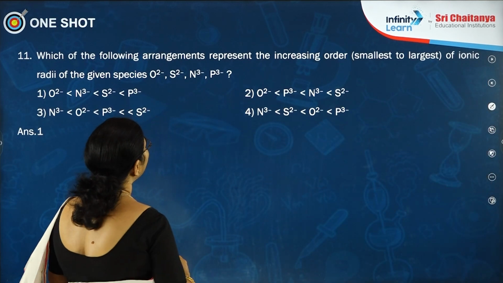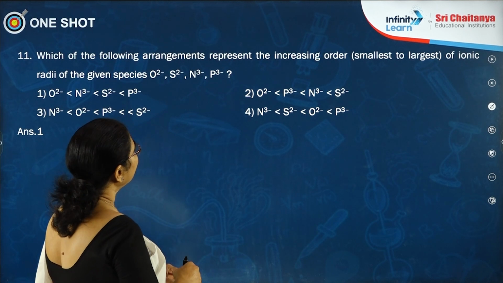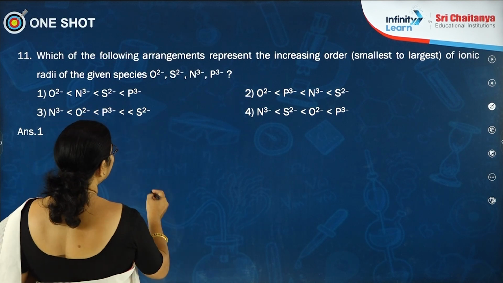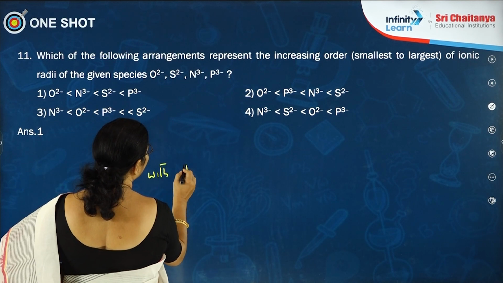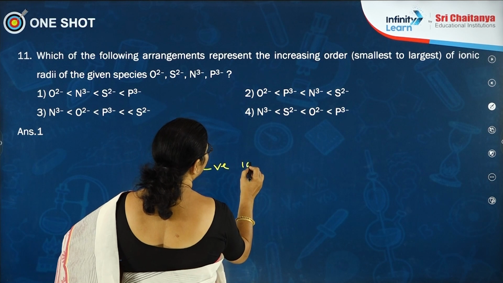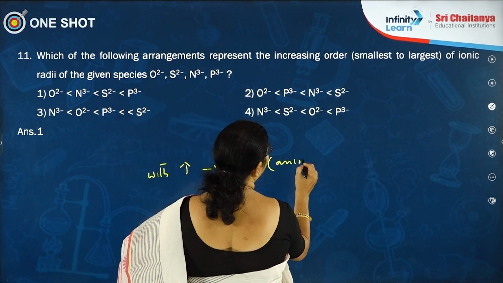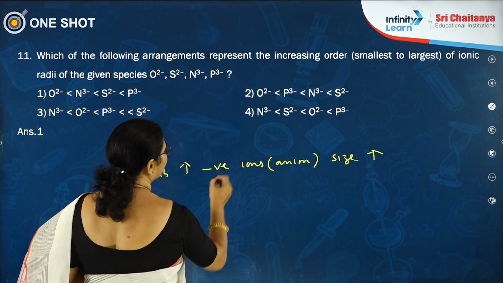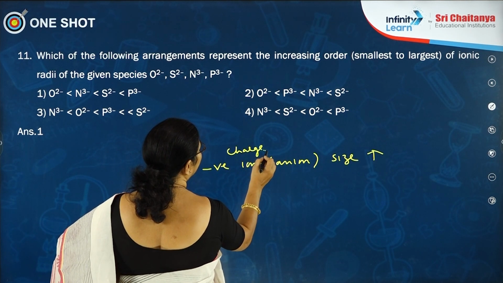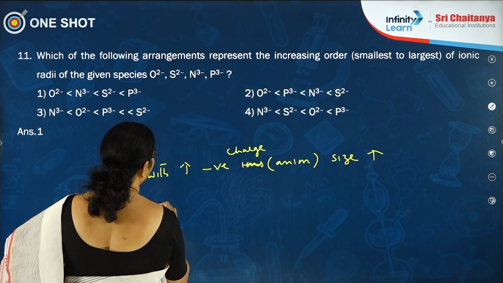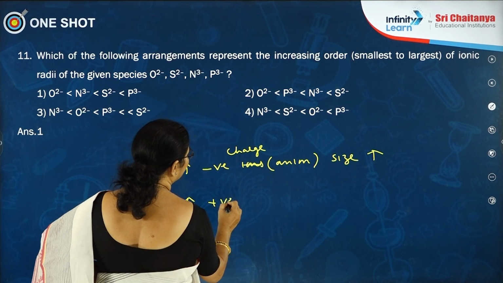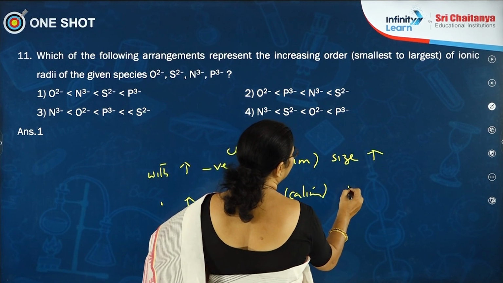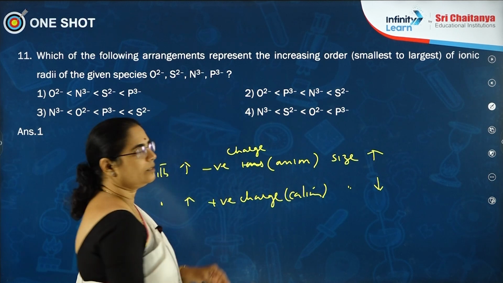Which of the following arrangements represents the increasing order of ionic radii, smallest to largest? You know, in isoelectronic species, with an increase in negative charge, that is for anions, size increases. With an increase in positive charge, that is for cations, size decreases.